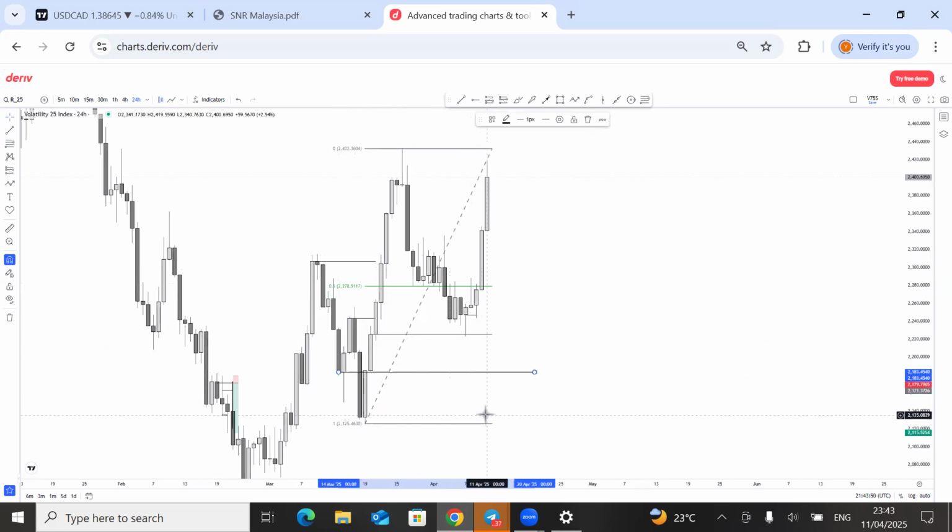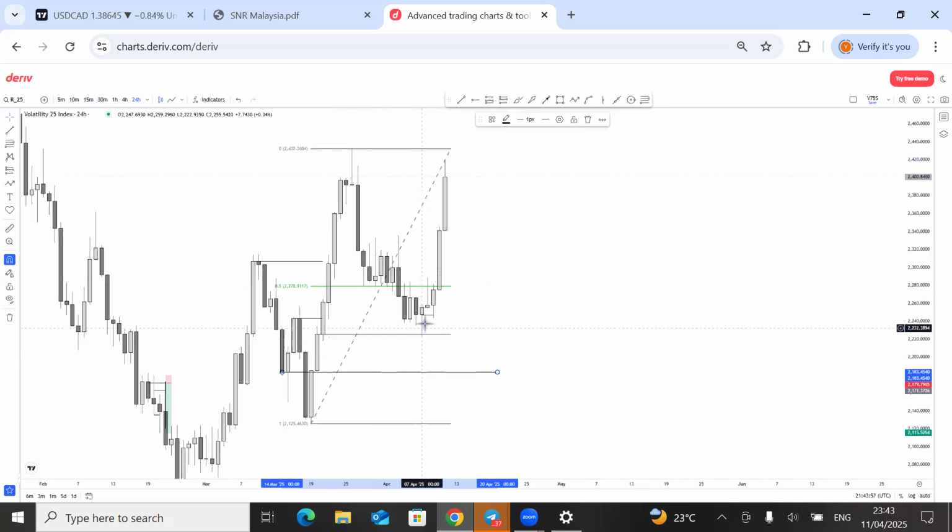So now what do you do? You want to see which one price is going to react from. You want to see which of them price is going to tap and close above. So yeah, we had price tap into this one and close above. What do you do?